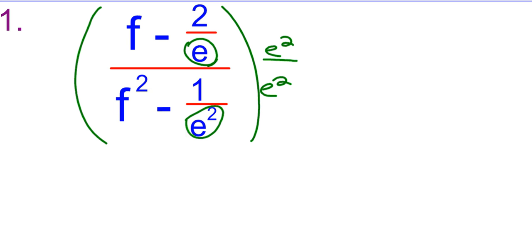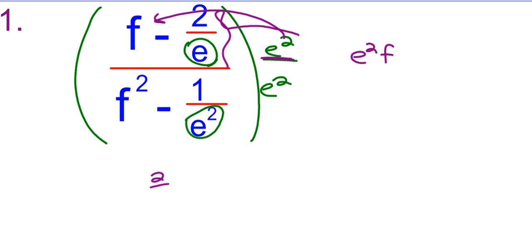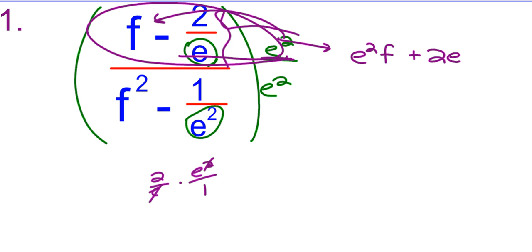What that's going to do is, as I distribute here, I'm going to take that e squared and distribute it to this fraction right here. So e squared times f is e squared f. E squared times 2 over e, if I want to do that on the side just to show you, is 2 over e times e squared over 1. I would cancel these e's, and I'd have just 2e, so plus 2e. I have just simplified this whole area to that.